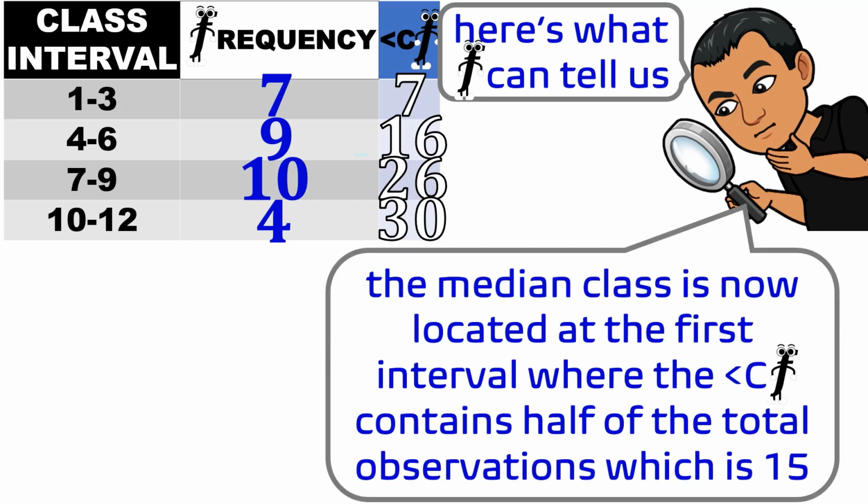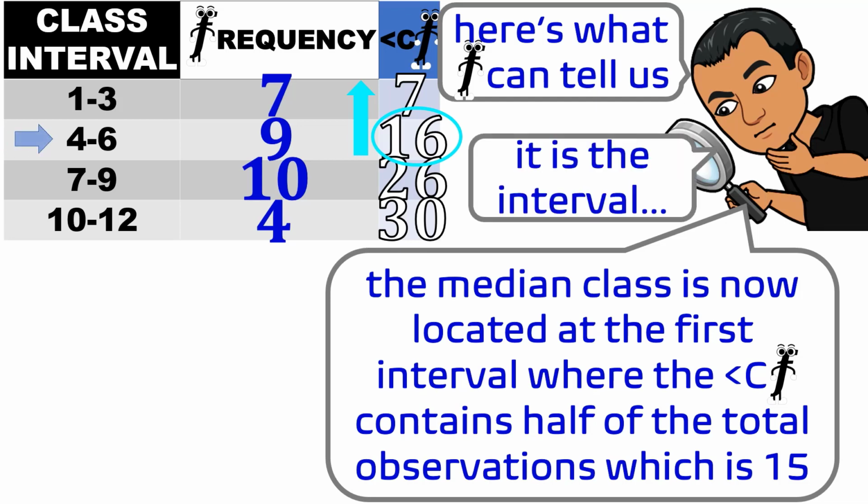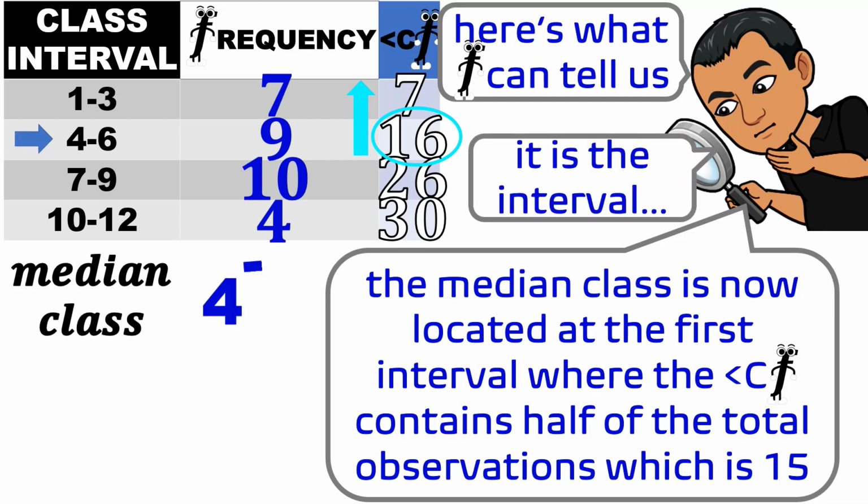The median class is now located at the first interval where the less than cumulative frequency contains half of the total observations, which is 15. It is the interval where we could see 16, and that is the median class, 4 to 6.